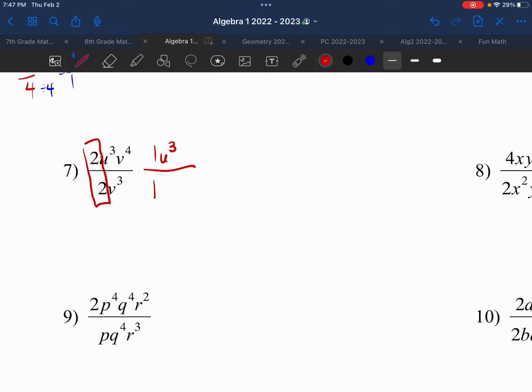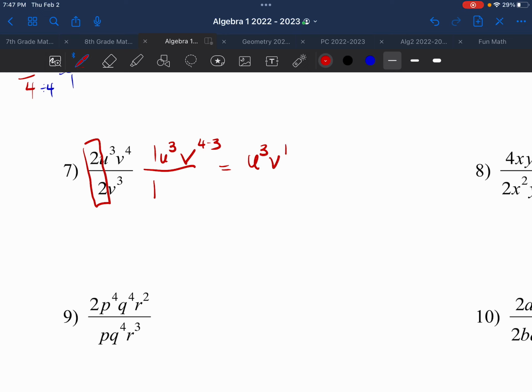What about the v's? So when I'm taking a look at the v's, I notice that the v in the numerator has a higher power than the v in the denominator. So I'm going to leave my answer in the numerator, v. And then I'm going to do top minus bottom because my v is in the top. If it was in the bottom, it would be bottom minus top. So top minus bottom is going to be 4 minus 3. Simplify this to u to the power of 3, v to the power of 1.